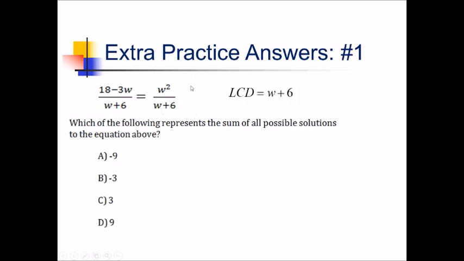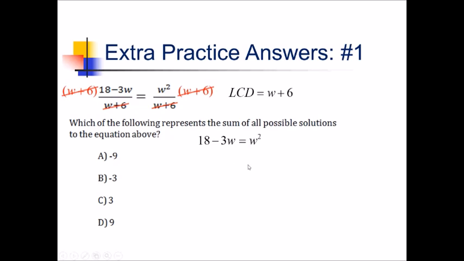Now, my other option would be to cross-multiply with these w plus 6's, but that's just going to make more of a mess. If I multiply each of these fractions by w plus 6, that will actually cancel those w plus 6's out completely, which is a much nicer situation. So that leaves me with 18 minus 3w on the left side, and this is going to be w squared on the right side.